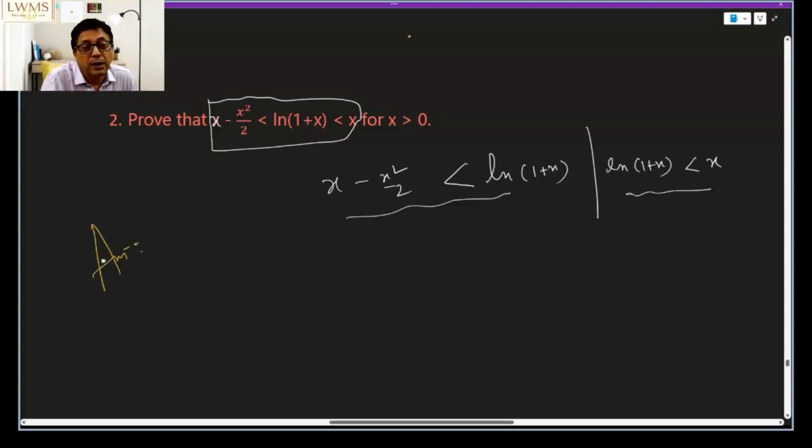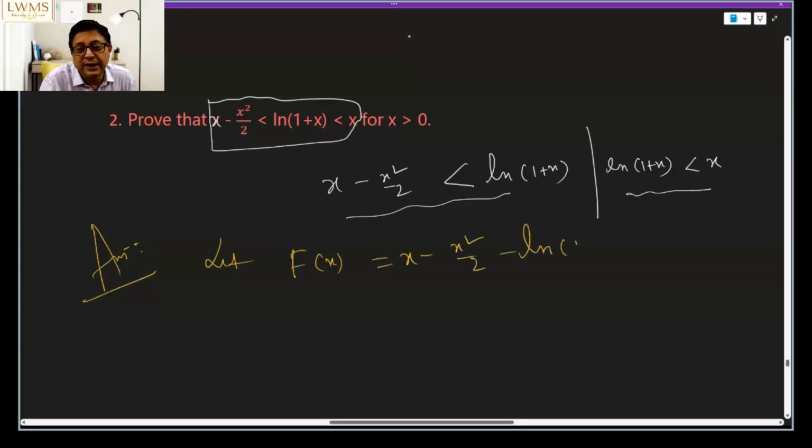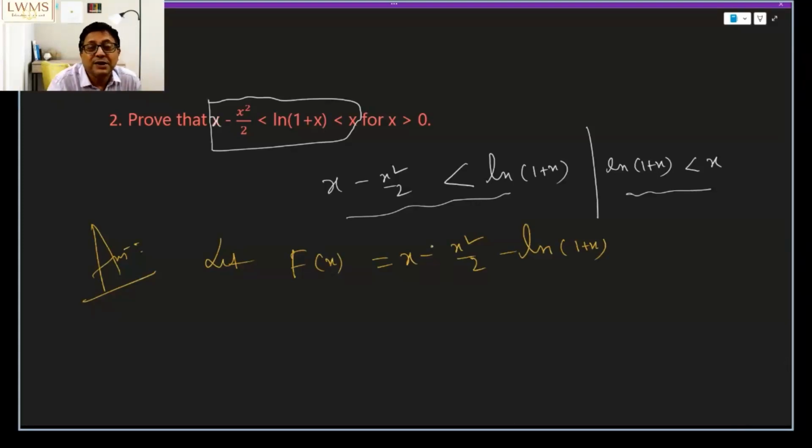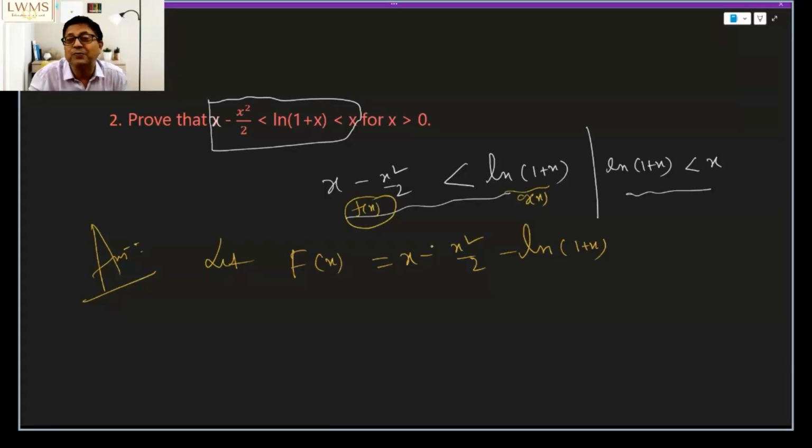Answer for this one: let f(x) equal to x minus ln(1 plus x). You understand the motive why I am taking it in this manner? I'll prove this is a decreasing function over there. So that I can say that LHS, this is something like f(x). This is something like g(x). We are comparing two functions.